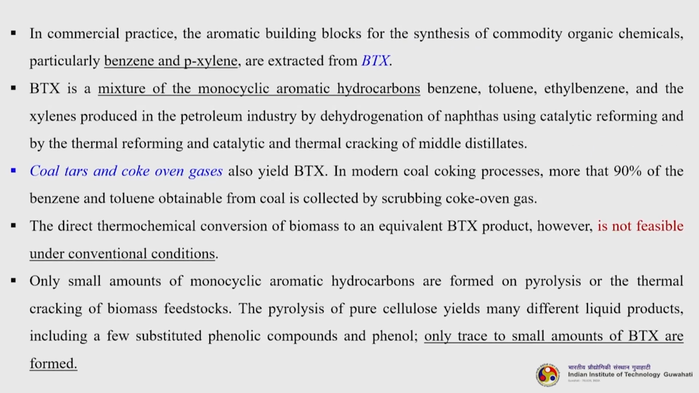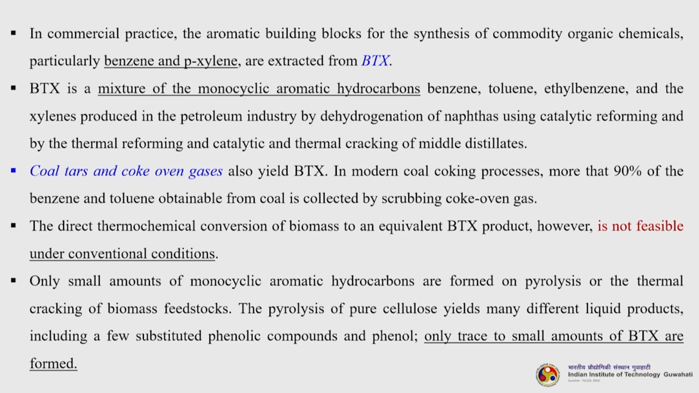In commercial practice, the aromatic building blocks for the synthesis of commodity organic chemicals, particularly benzene and p-xylene, are extracted from BTX. BTX is a mixture of the monocyclic aromatic hydrocarbons benzene, toluene, ethylbenzene, and the xylenes produced in the petroleum industry by the dehydrogenation of naphthas using catalytic reforming and by the thermal reforming and catalytic and thermal cracking of middle distillates. Coal tars and coke oven gases also yield BTX. In modern coal coking processes, more than 90% of the benzene and toluene obtainable from coal is collected by scrubbing coke oven gas. The direct thermochemical conversion of biomass to an equivalent BTX product, however, is not feasible under conventional conditions.